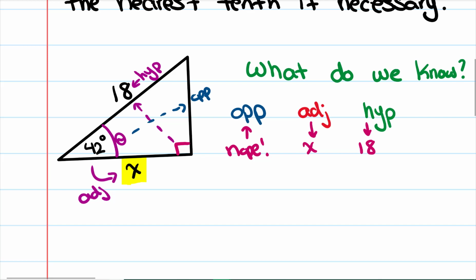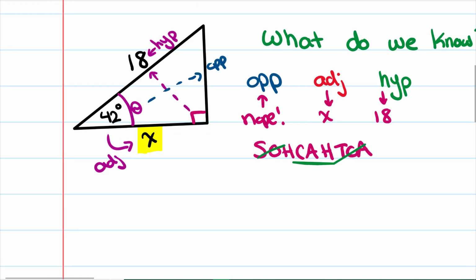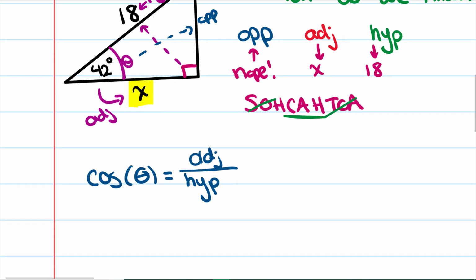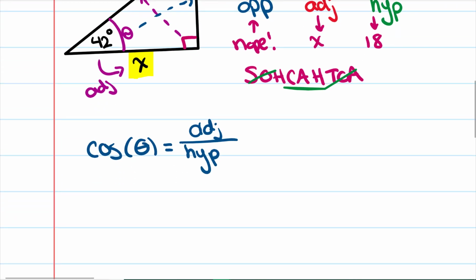So whenever I'm stuck in this spot, I write down SOHCAHTOA, and I cancel off what I don't have. So I don't have an opposite, and I'm not looking for the opposite either. So I'm going to cross off anything with an O, and I'm left with the CA part. So I'm going to use cosine. So we know that cosine of theta is equal to adjacent over hypotenuse.